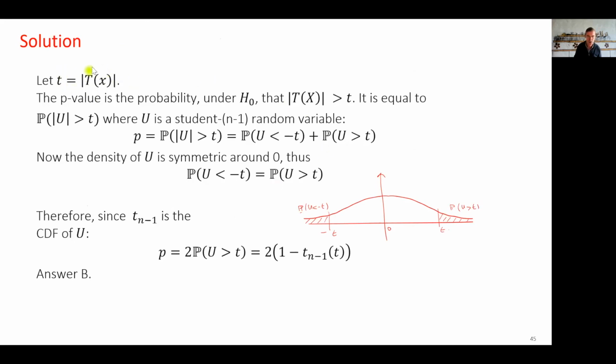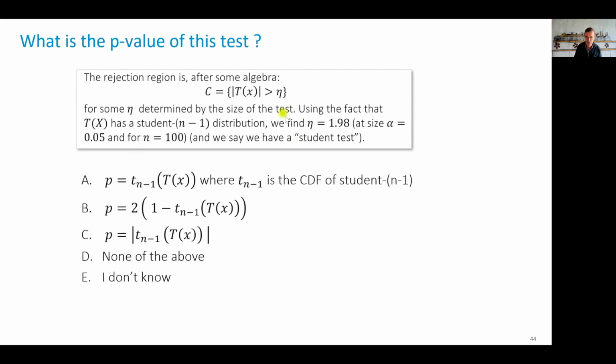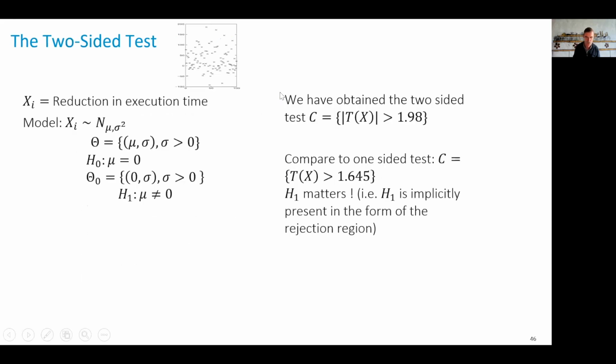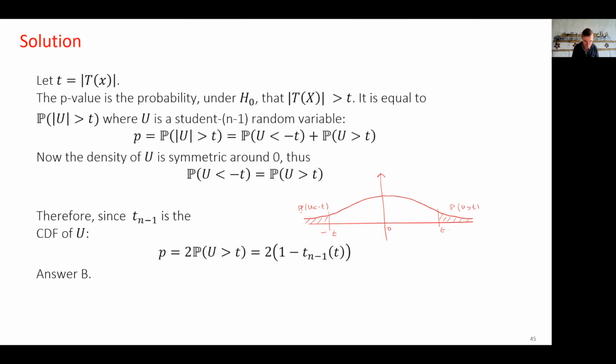The test statistic, I take it as the absolute value of T of X. And the test consists in the rejection region is when this is larger than some threshold here, right? The p-value is the probability that another replay experiment would produce absolute value of T of X larger than t, where t is my value from the data, right?